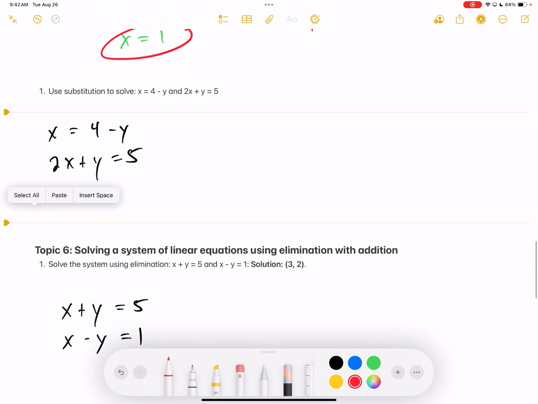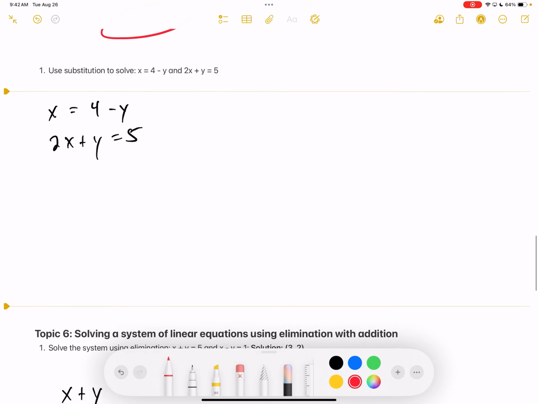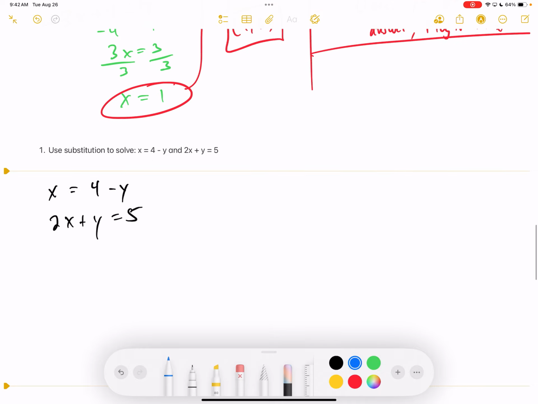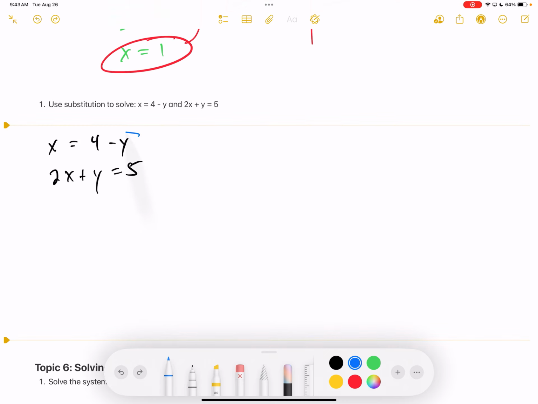All right, doing the next one. Again, it's easier to use the substitution when you have a variable already solved for. So on this one, I already have x by itself. So it is easier to use the substitution on this one. So I know that x equals 4 minus y. So I'm going to take that and plug it into this x right here.